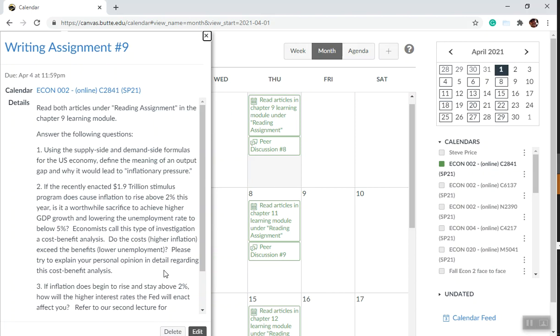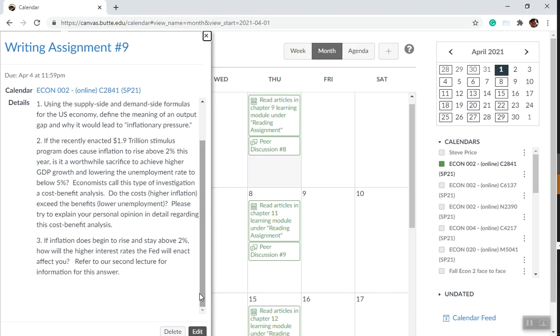So in the last part here, if inflation does begin to rise and stay above 2%, how will higher interest rates the Fed will enact affect you? And so today, being our second lecture, what I'd say in this regard is that, well, you might say in number 2, your cost-benefit analysis weighs towards, let's get unemployment down, and that's going to be worth it, even if we have to deal with higher interest rates to fight inflation.